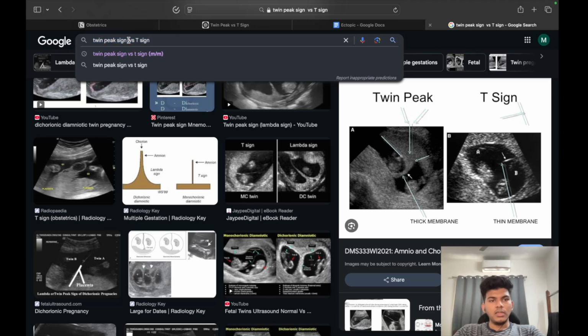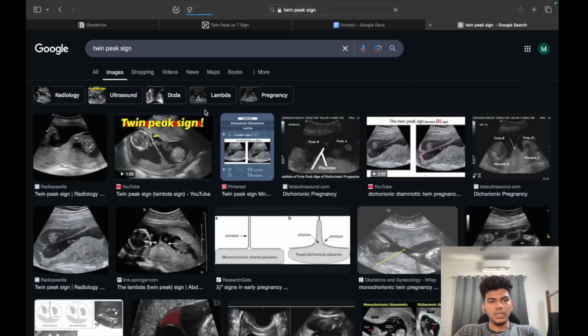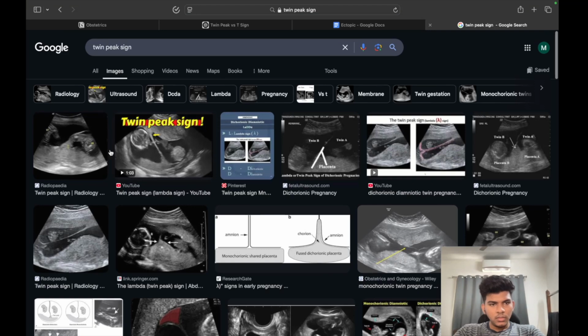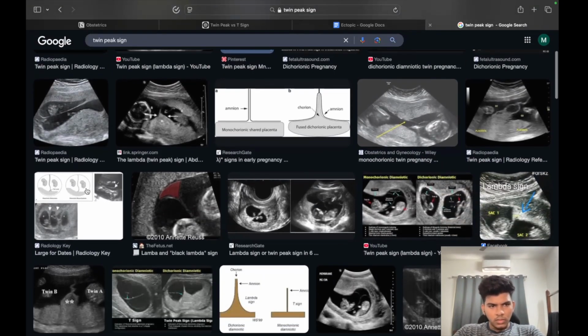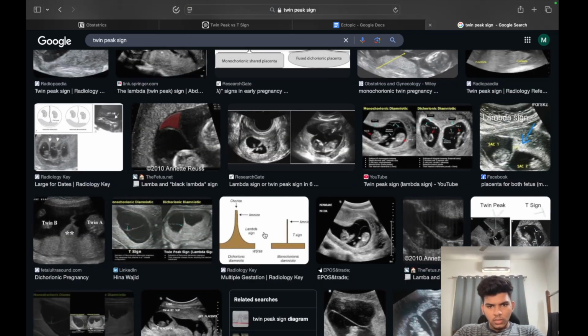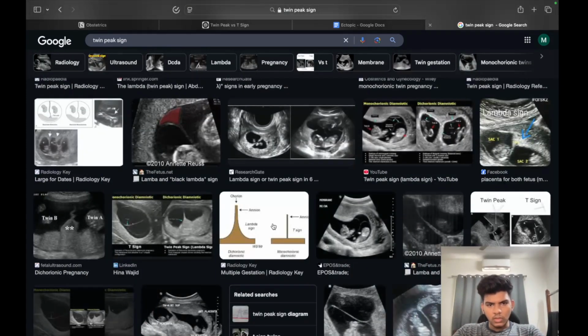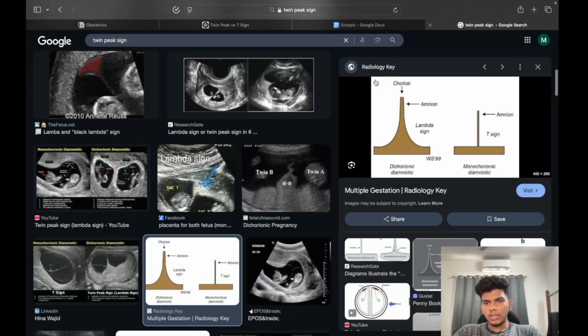First we'll look at the twin peak sign. Here you can see the lambda sign, wherein there is a lambda shaped structure, and there are 2 chorions, 2 amnions. Everything looks much thicker here. But in this particular case it is monochorionic but diamniotic, which is the T sign.